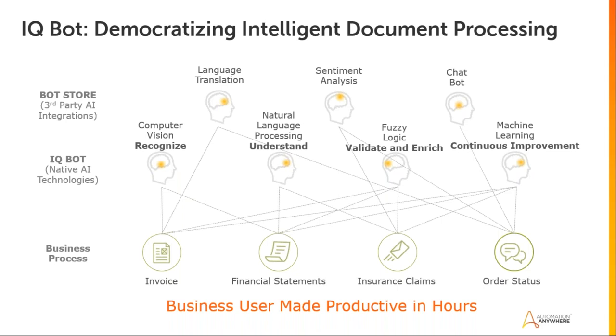And the best part is, it's not only about using the native AI technologies, you can also integrate the platform with third-party AI technologies such as AWS, Azure, or Google Cloud platforms. Different cognitive services are available. You can always integrate it with them, and a lot of solutions are again available for you in Bot Store. A couple of examples are like language translation, sentiment analysis, and even chatbots. You can always integrate with them so that you are able to build end-to-end automation solutions.